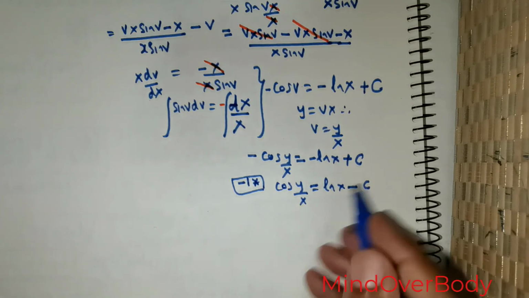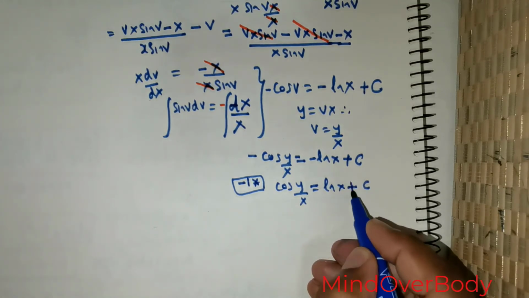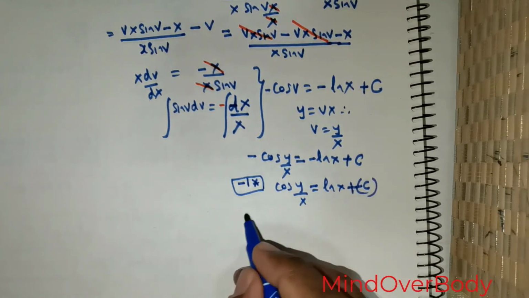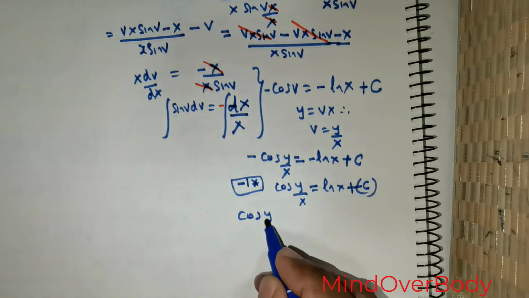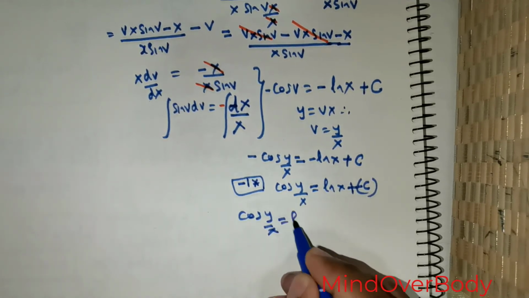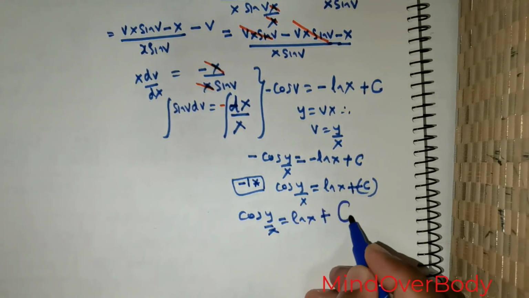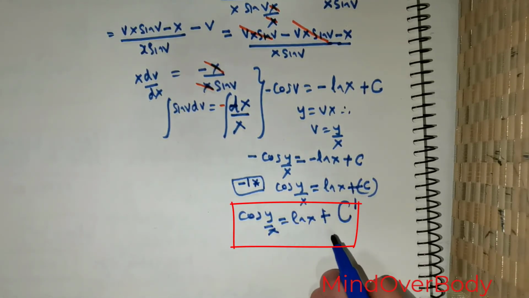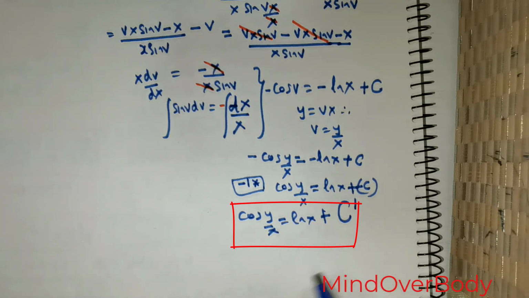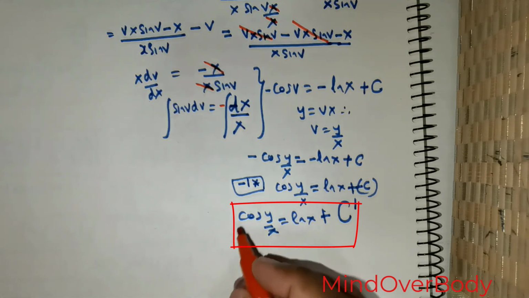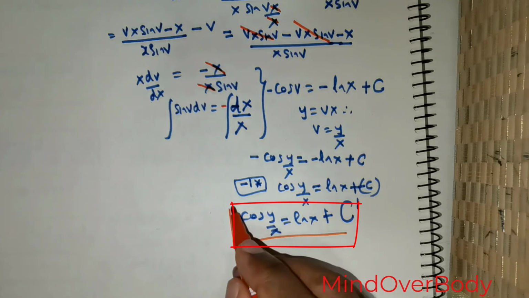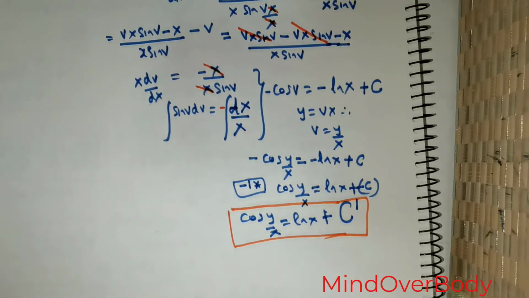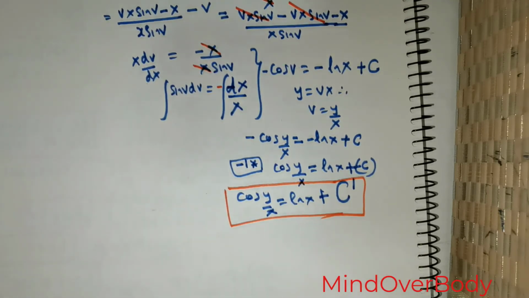Now I can rewrite this negative c as positive of negative c, and then rewrite this entire thing as cos y over x is equal to ln x positive arbitrary constant c prime. That's it. This can be anything. You want to name it as k, you can name it as k. You want to name it as some l, you name it as some l. So the final solution for this question is this. Thank you, students. We'll move on to the next question.